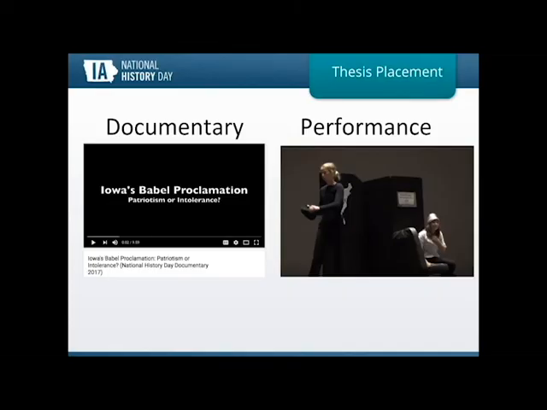For performances, just like documentaries, I've heard the thesis statement at the beginning and at the end of a performance. I personally feel it's more powerful at the end of a performance, especially when characters are creating some kind of blocking or they're saying the thesis statement all together as a group.